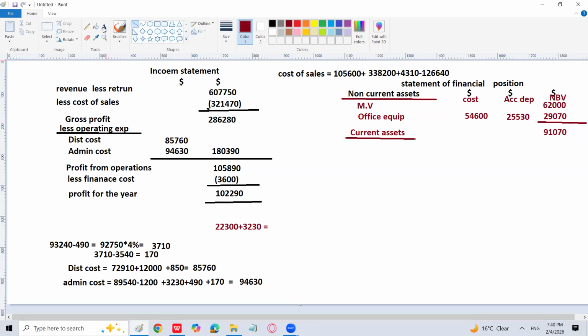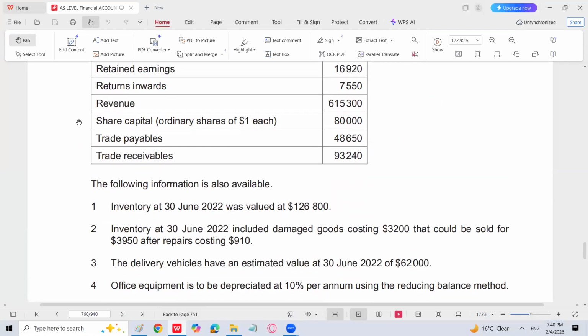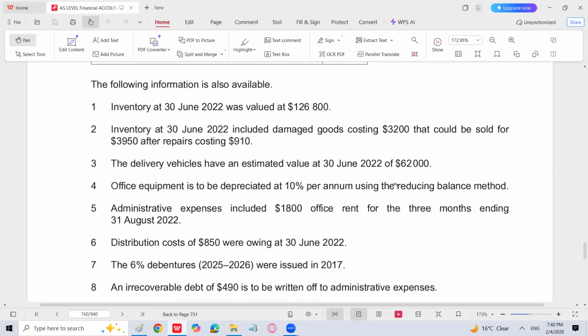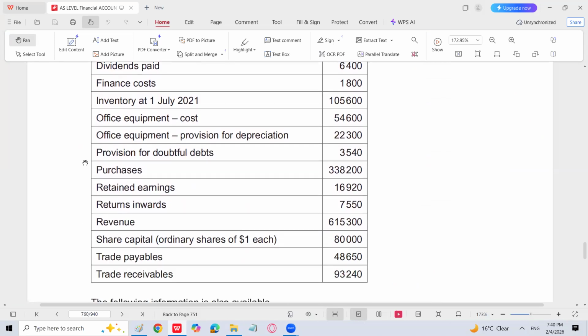Yes. Sir, for the motor vehicle, the net book value is given, not the cost or accumulated depreciation. You came a little late. Delivery vehicle is given 4,000, cost is not there. This is already net book value and now the value has gone down to 62,000. So it means that it has been depreciated by 12,000. This is okay sir. Yes.